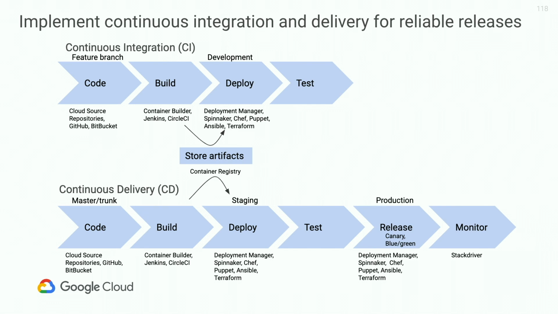So this is what it looks like for a CI/CD pipeline. In Google Cloud, we have solutions around this to help you ship your container image faster, and also help you manage your pipeline more easily by using tools such as Cloud Build and Deployment Manager.